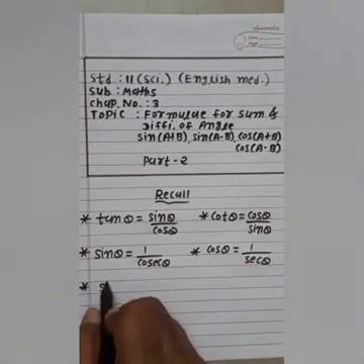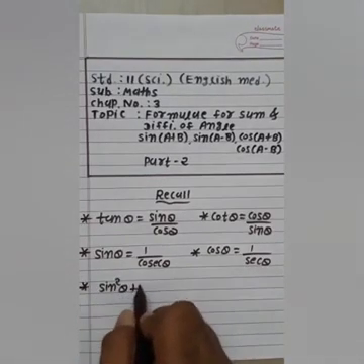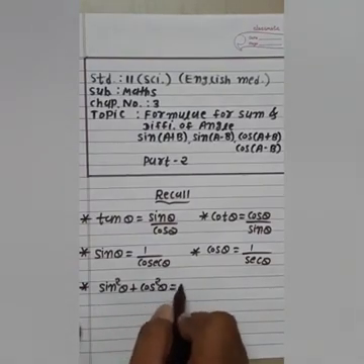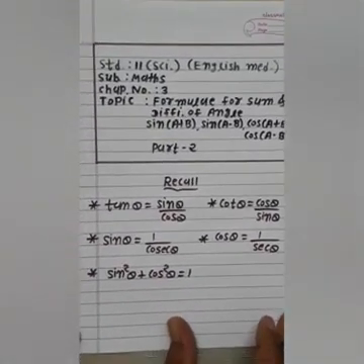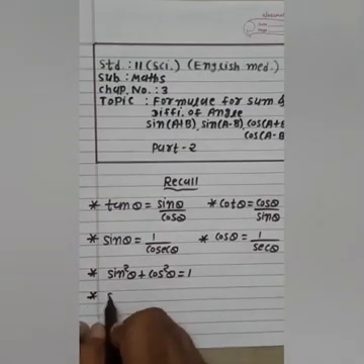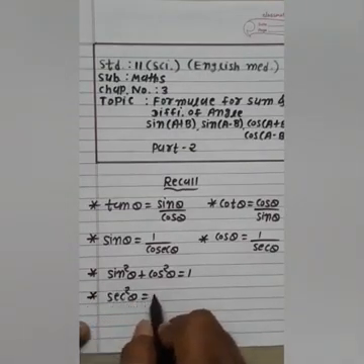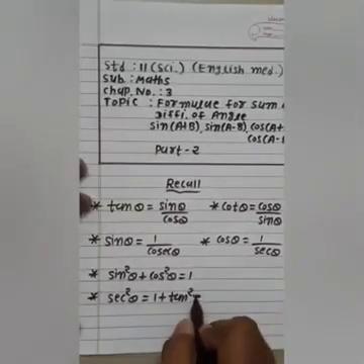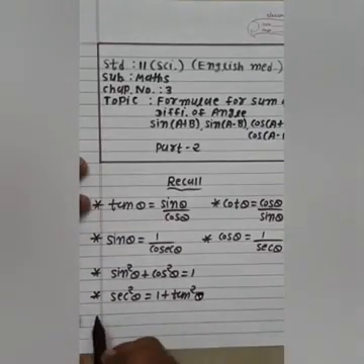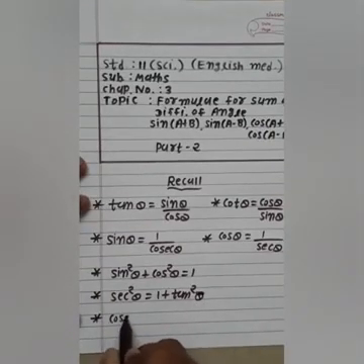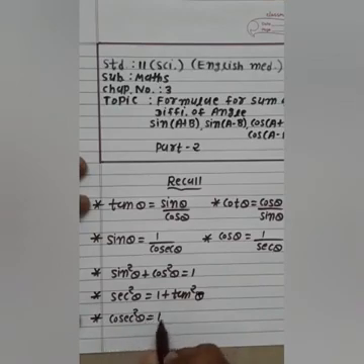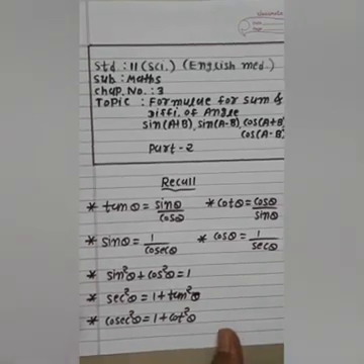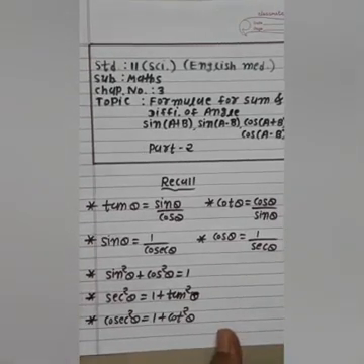Now sin square theta plus cos square theta is equal to 1. Sec square theta is equal to 1 plus tan square theta. Cosec square theta is equal to 1 plus cot square theta. Now, related to these formulas, let's discuss 2-3 examples.